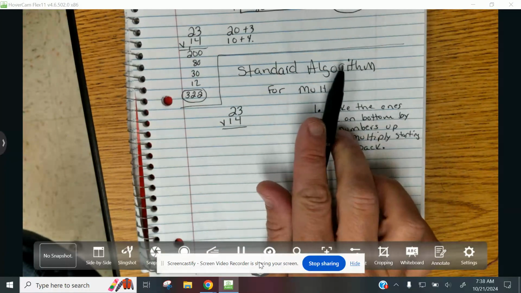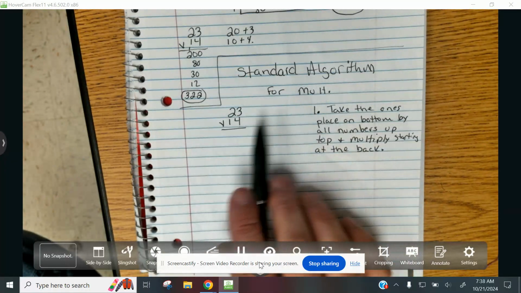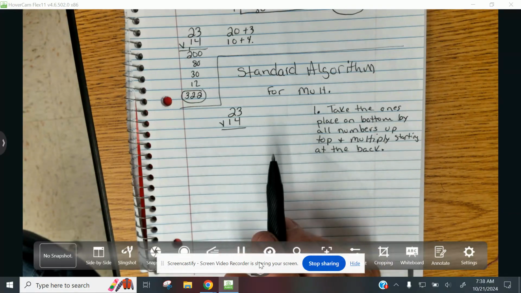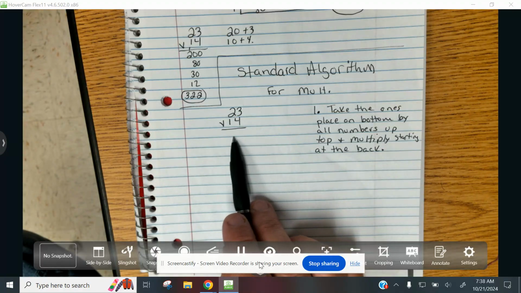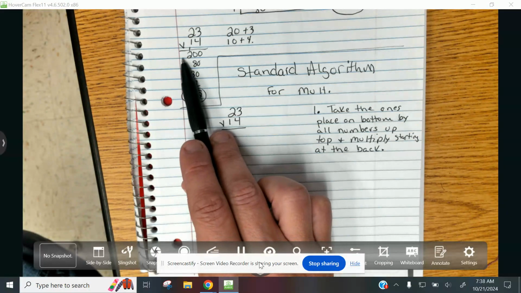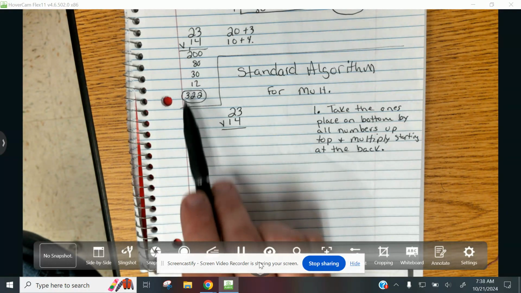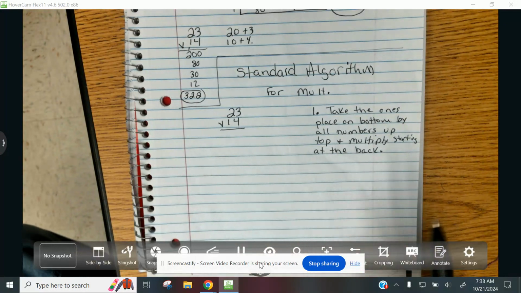Understand that. Standard algorithm uses place value, so everything has its proper place, which is why we have to put these little numbers up here called regroups, because we cannot fit 2 numbers down here like we did here. See how we have 200, 80, 30, and 12? We can't do that here. All right, so here we go.